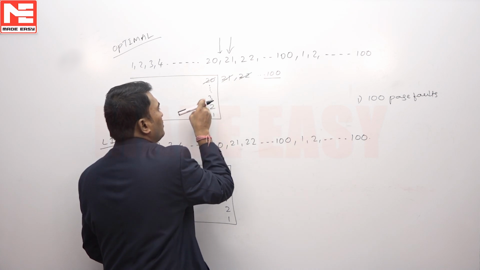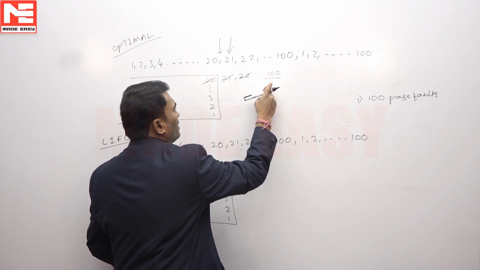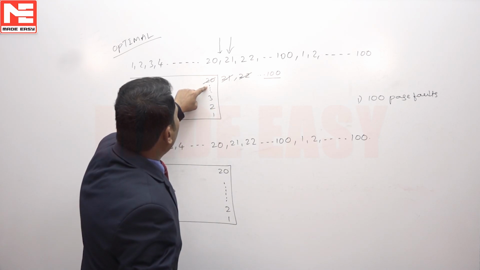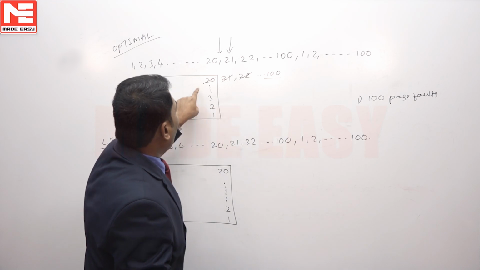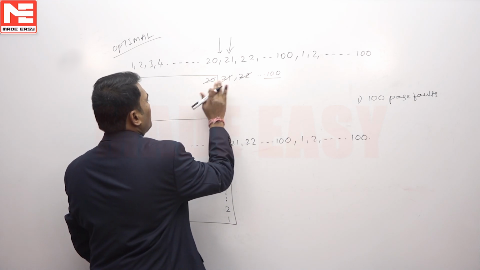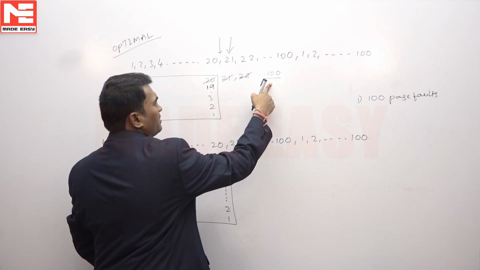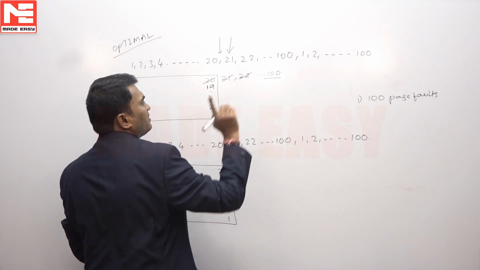Now you are having 1, 2, 3, 4 up to 19 and 100 in the memory. So I write here 1 to 19, you are having 1 to 19 in the memory, and 100 is there in the memory.